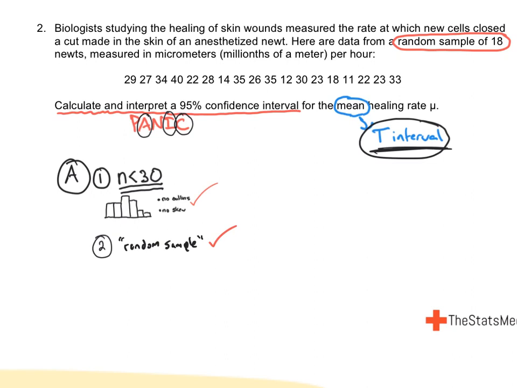Then number 3, since we're sampling, we always want to check the 10% rule. They sampled 18 newts. I don't even know where they got the newts from, so we're going to say all newts. If I multiply my sample by 10, do we believe there are more than 180 newts out there to sample from? I think that's a safe assumption.